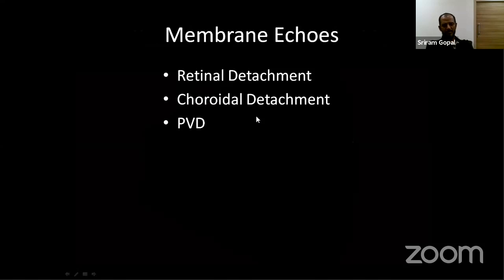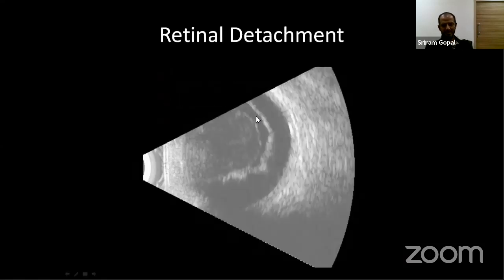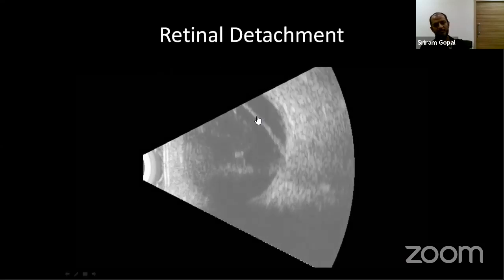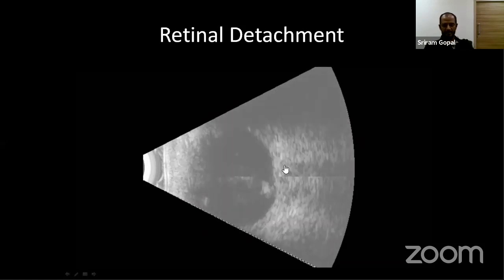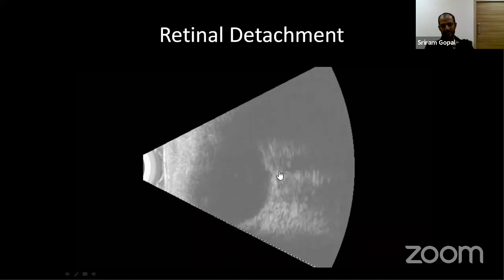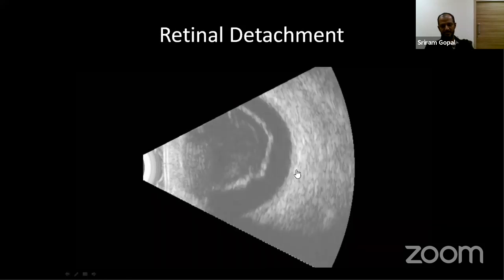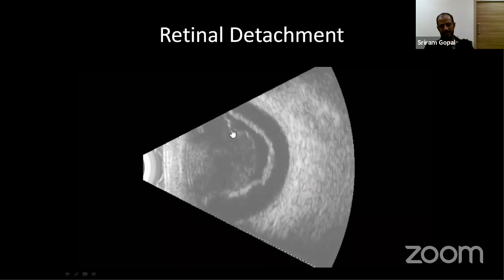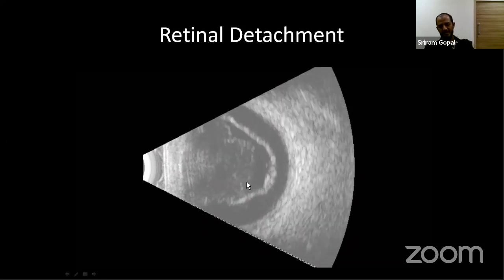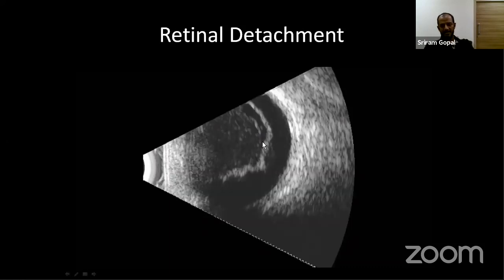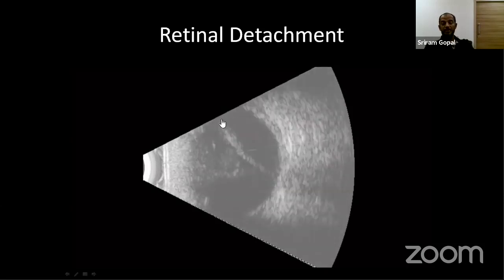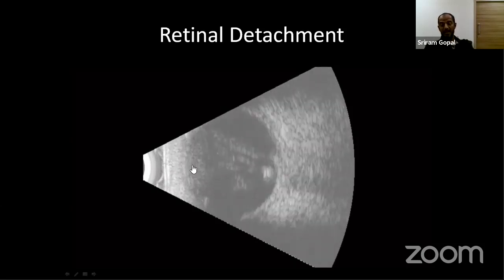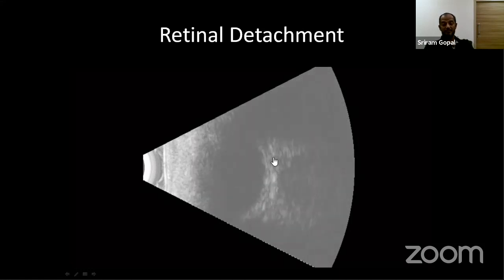Next, we move on to membrane echoes. So the most ominous thing we have bothered about is a retinal detachment. We've all read retinal detachment is a very high reflective echo, and it is tethered to both the ends of the optic nerve head, as you would see here. You would see that this patient also has a vitreous hemorrhage, a complete PVD, and then a retinal detachment. As I had shown to you earlier, a retinal detachment need not be uniformly high reflective throughout. It depends on the angle of incidence and other factors.